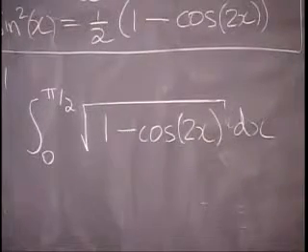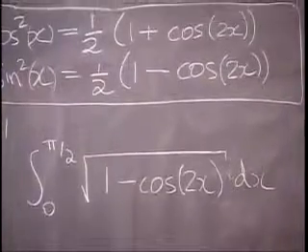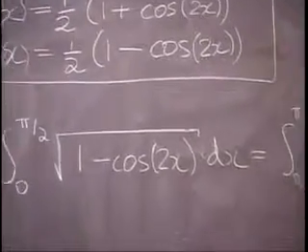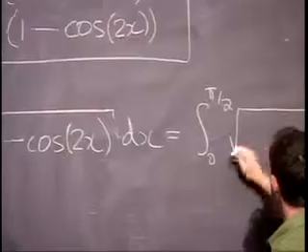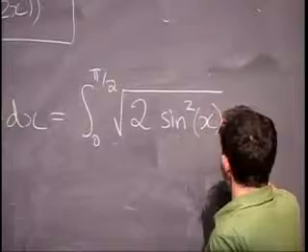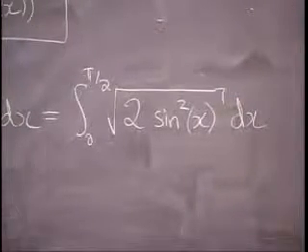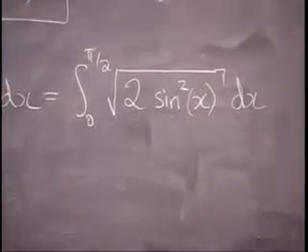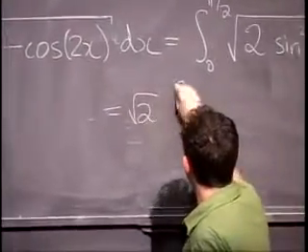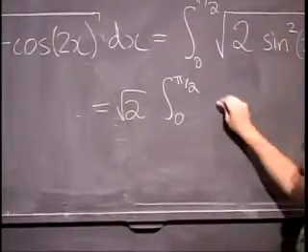In fact, if you stare at this second identity, you see it's actually just the integral from 0 to pi over 2 of the square root of 2 sine squared x. Not 2x, just x. That's the double angle formula. Well, root 2 is just a constant, so I'll pull that out. And the square root of sine squared x is just sine x.